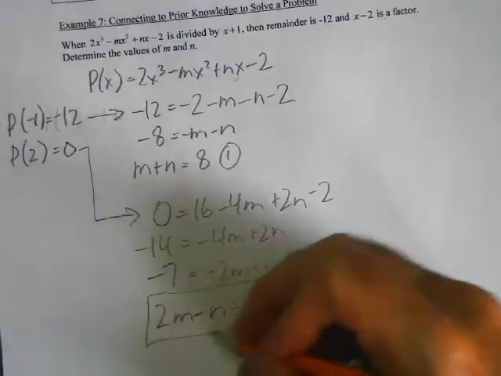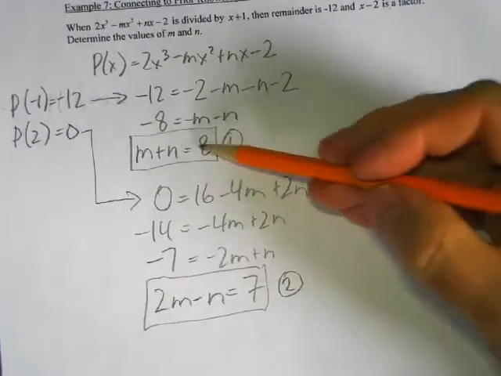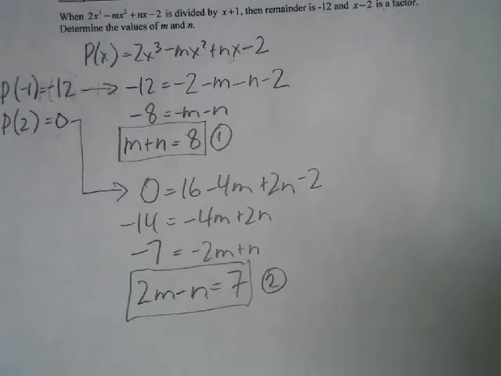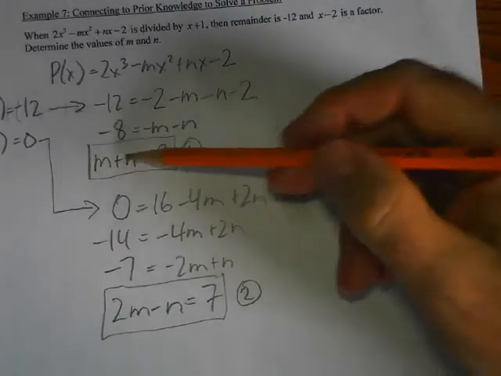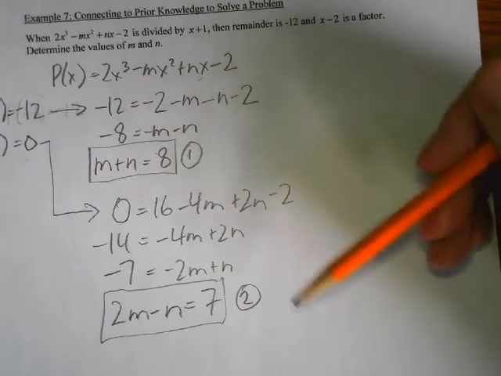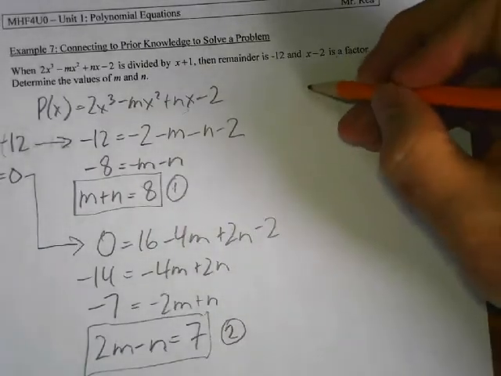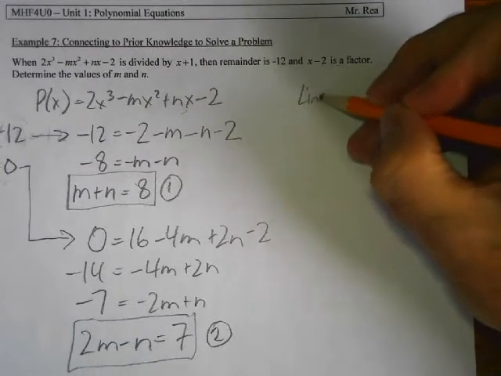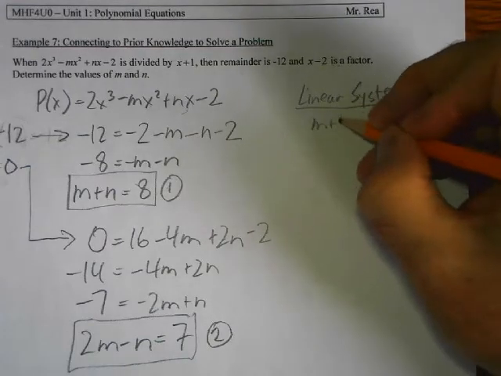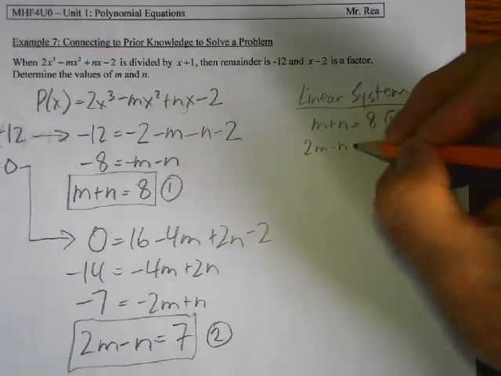All right, so I want you to think back to grade 10. How do we solve 2 equations with two different variables? Well, the answer to that is using a linear system. We got 2 unknowns with 2 equations, so you could graph this. I wouldn't recommend it, or you could use substitution or elimination if you remember. So I'm going to create my linear system here, just to repeat what we did. m plus n is equal to 8, and 2m minus n is equal to 7.